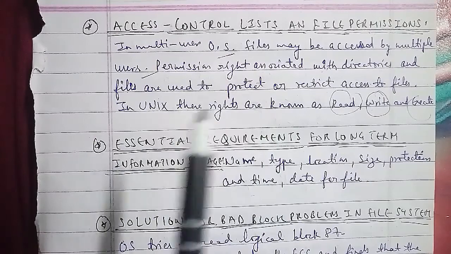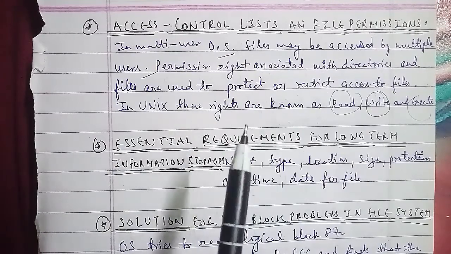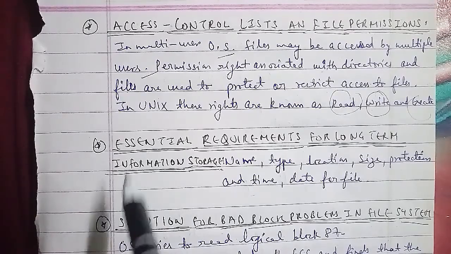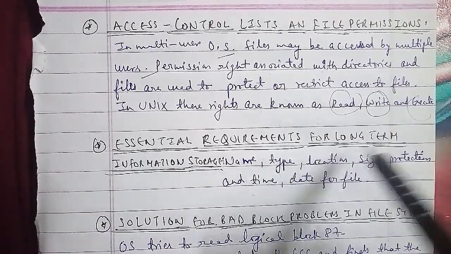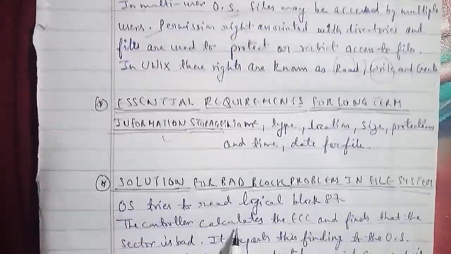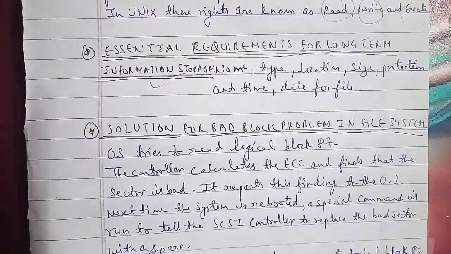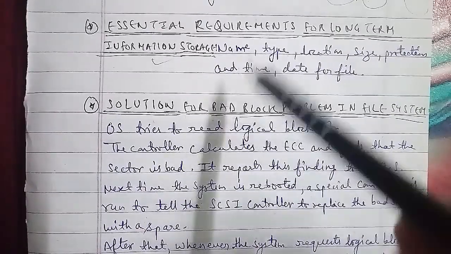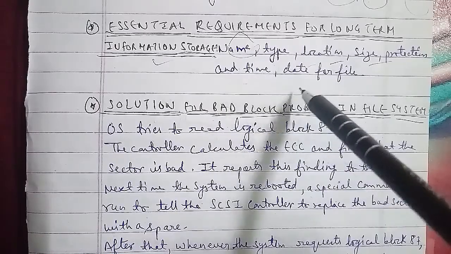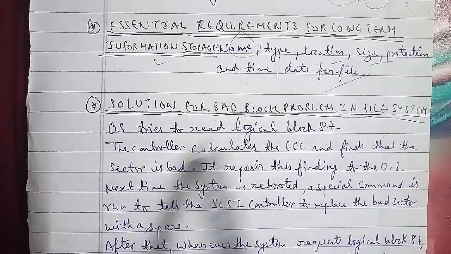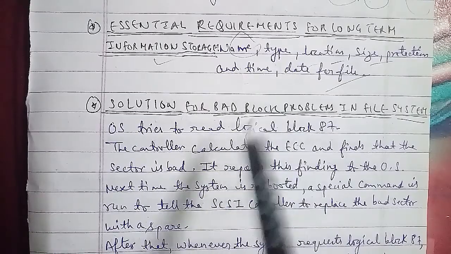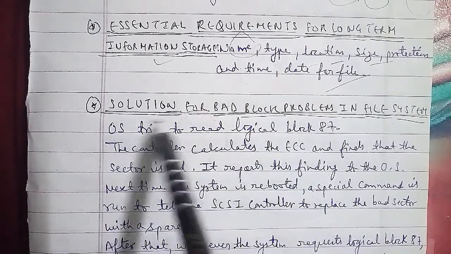The third one is that the next time the system is rebooted, a special command is run to tell the SCSI controller to replace the bad sector with a spare. And the fourth, last but not least, after that whenever the system requests logical block 87, the request is translated into the replacement sector address by the controller. So these were the four steps for the bad block solution.